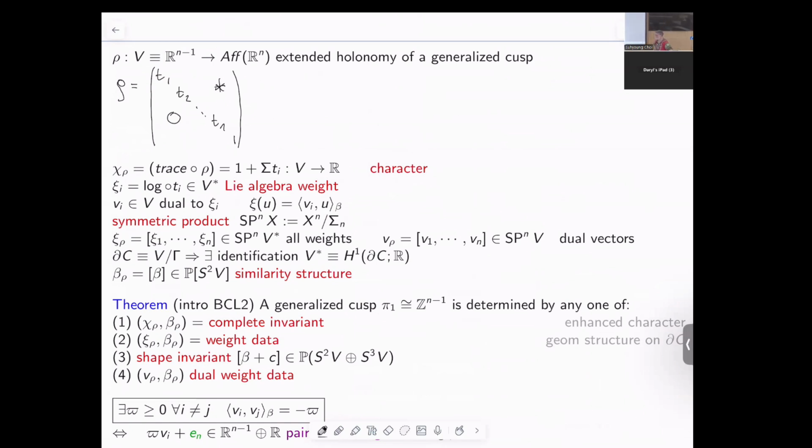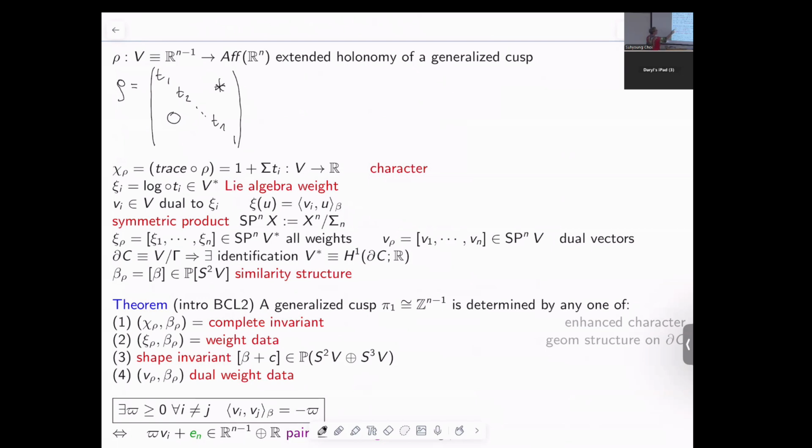There are different ways to classify a generalized cusp. One way to do it is, if you have a generalized cusp, it's uniquely determined by the projective class of the quadratic and cubic, what we call the shape invariant. It's also characterized by a pair of things. The pair of things is the Euclidean metric on the boundary up to scaling. So this beta rho is the similarity structure on the boundary. So you take the similarity structure on the boundary together with the character.